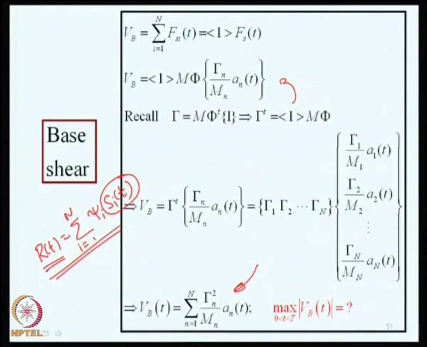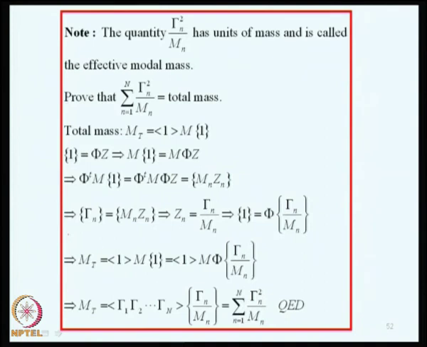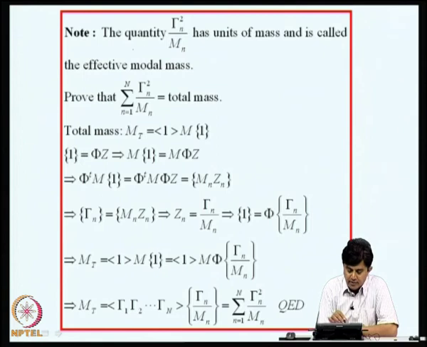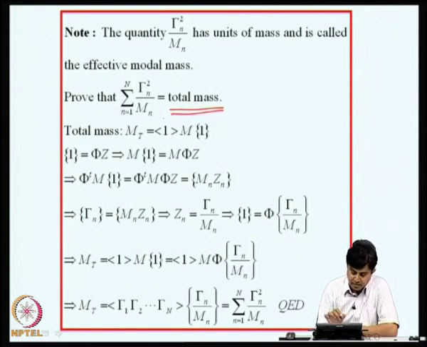Now, I will come to this question slightly later, but we will see some of the properties of representing the response in terms of response spectra. Now, you look at the quantity gamma n square by Mn, we can verify that it has units of mass and we call it the effective modal mass. We can prove that the sum of these effective modal masses will be equal to the total mass. This is a very useful quantity when we are modeling. We can first discuss how this can be proved.